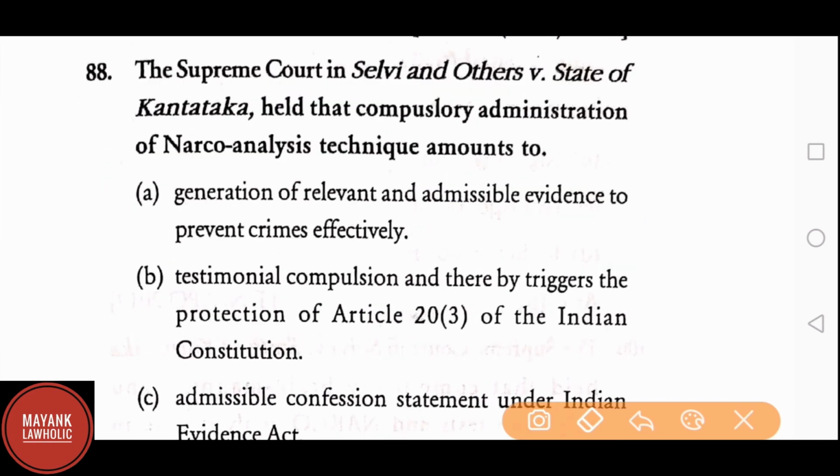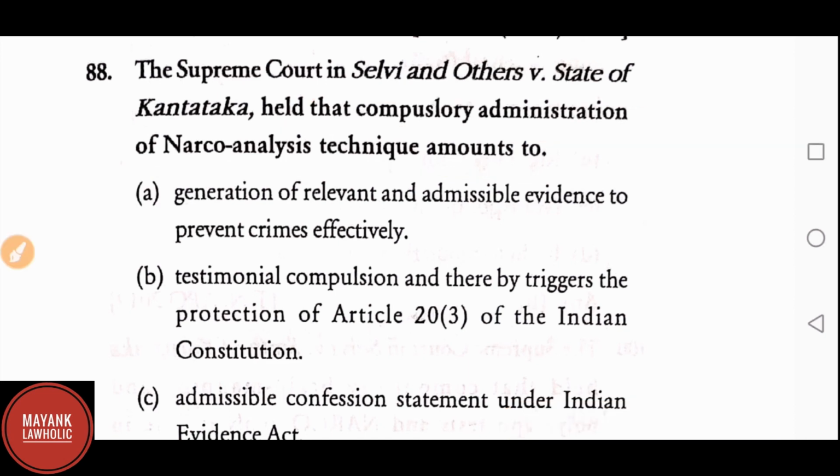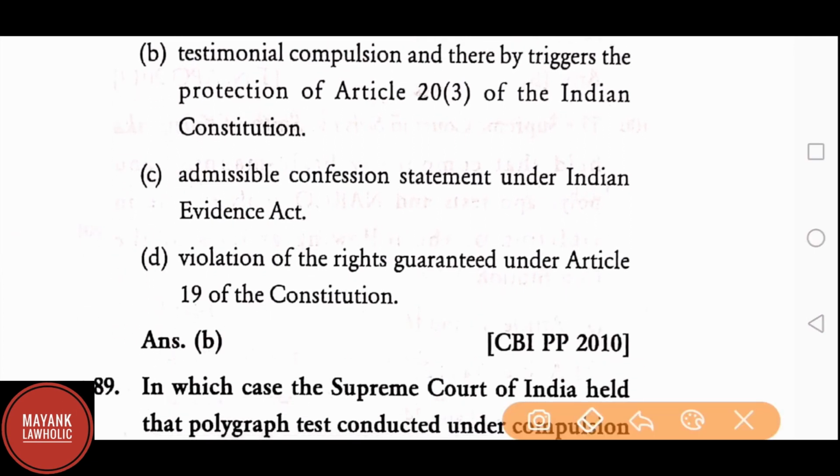Question number 88. The Supreme Court in Selvi and Others versus State of Karnataka held that compulsory administration of narco-analysis techniques amounts to: A. Generation of relevant and admissible evidence to prevent crimes effectively. B. Testimonial compulsion and thereby triggers the protection of Article 20 Clause 3 of the Indian Constitution. C. Admissible confession statement under Indian Evidence Act. And D. Violation of rights guaranteed under Article 19 of the Constitution. The correct answer is B. Testimonial compulsion and thereby triggers protection of Article 20 Clause 3 of Indian Constitution.